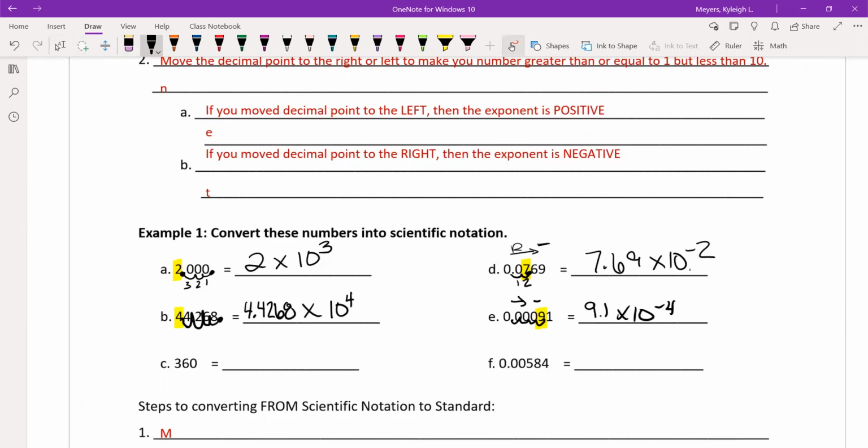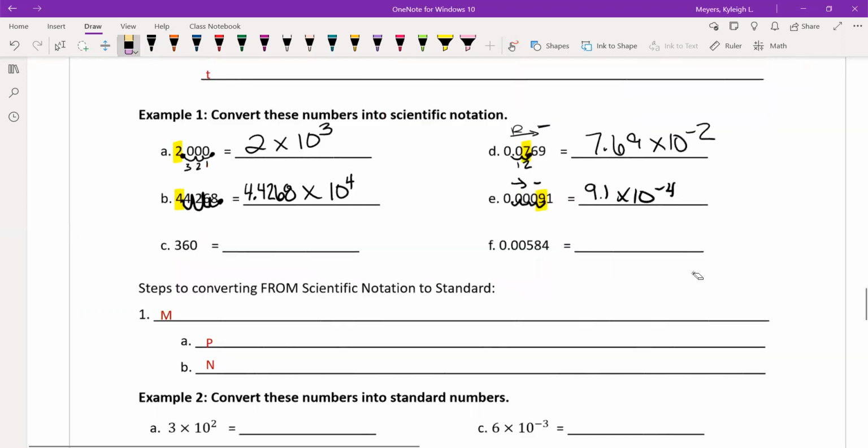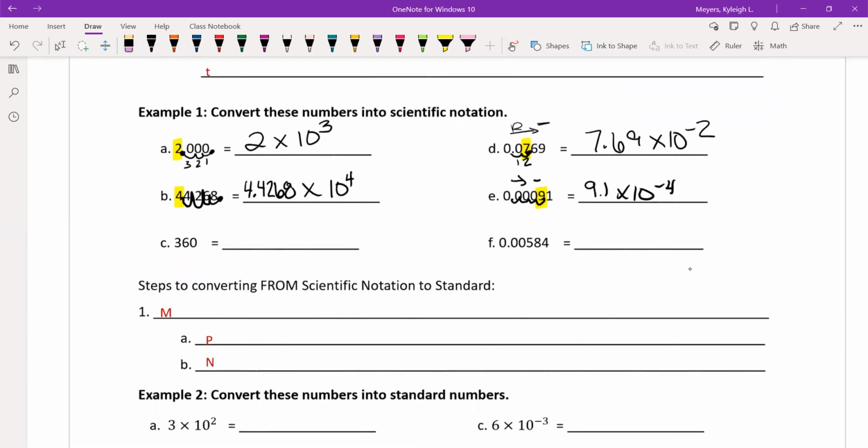Alright, so I want you to pause the video and try C and F right now on your own. If you didn't get 2.6 times 10 to the 2, remember the C value needs to be between 1 and 10. And the second one should be 5.84 times 10 again to the negative 3, because we went to the right. Okay, so let's keep on going here.